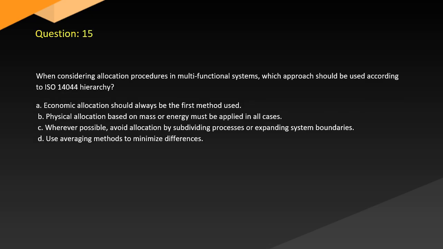Question 15. When considering allocation procedures in multifunctional systems, which approach should be used according to the ISO 14044 hierarchy? A. Economic allocation should always be the first method used. B. Physical allocation based on mass or energy must be applied in all cases. C. Wherever possible, avoid allocation by subdividing processes or expanding system boundaries. D. Use averaging methods to minimize differences.